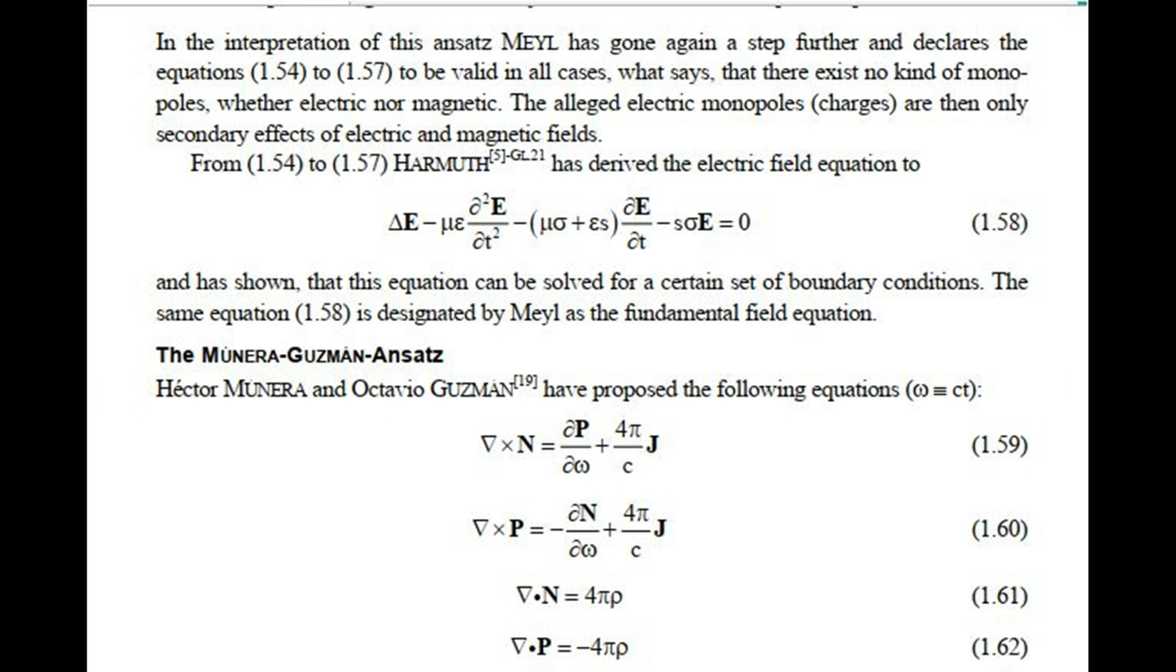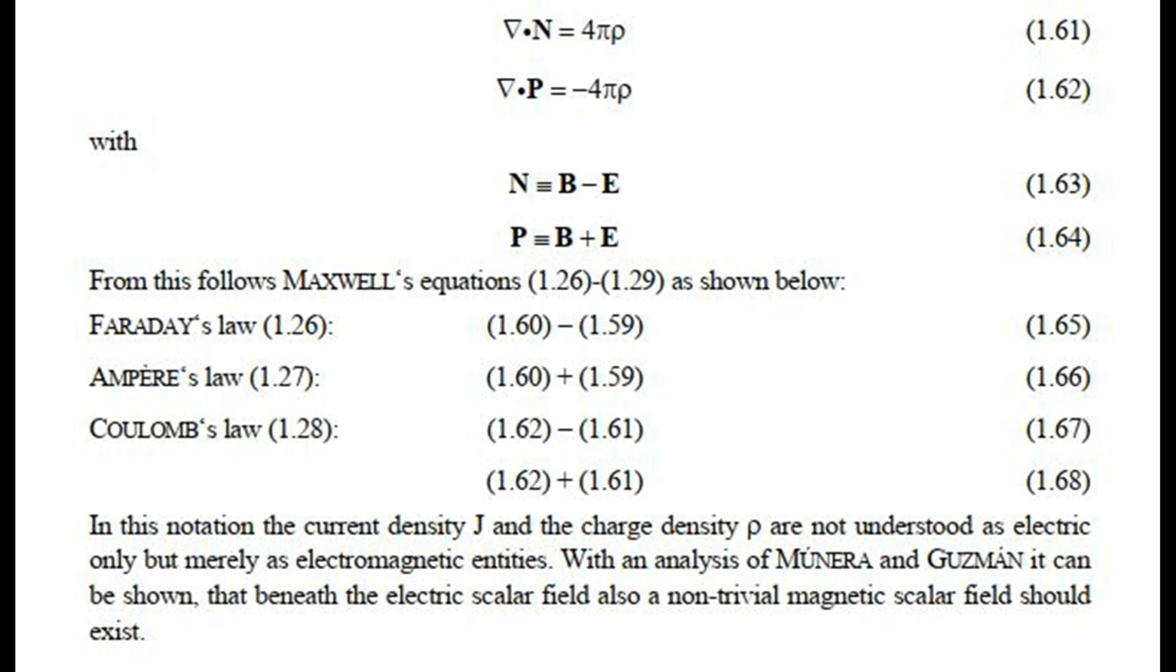The Munera-Guzman ansatz. Hector Munera and Octavio Guzman have proposed the following equations. From this follow Maxwell equations 1.26 to 1.29, as shown below. Faraday's law. Ampere's law. Coulomb's law.